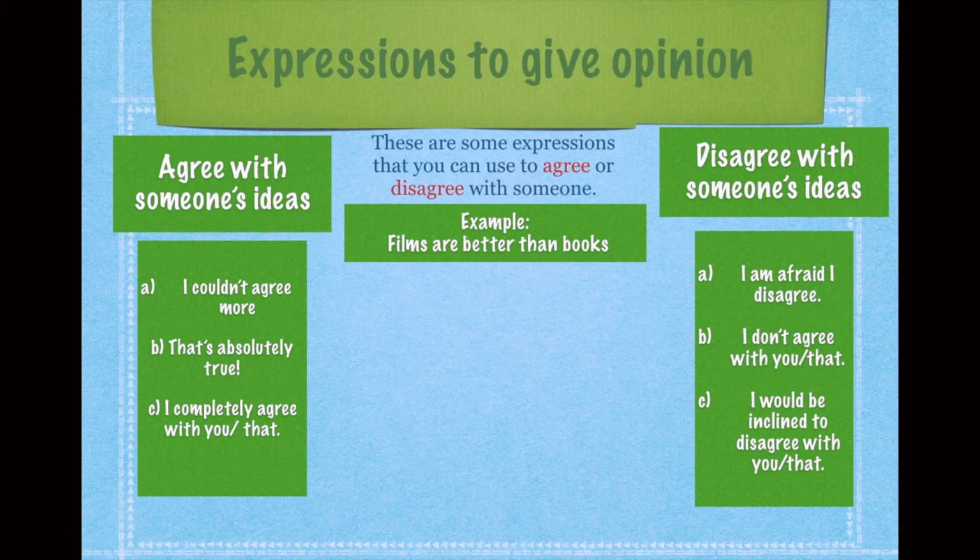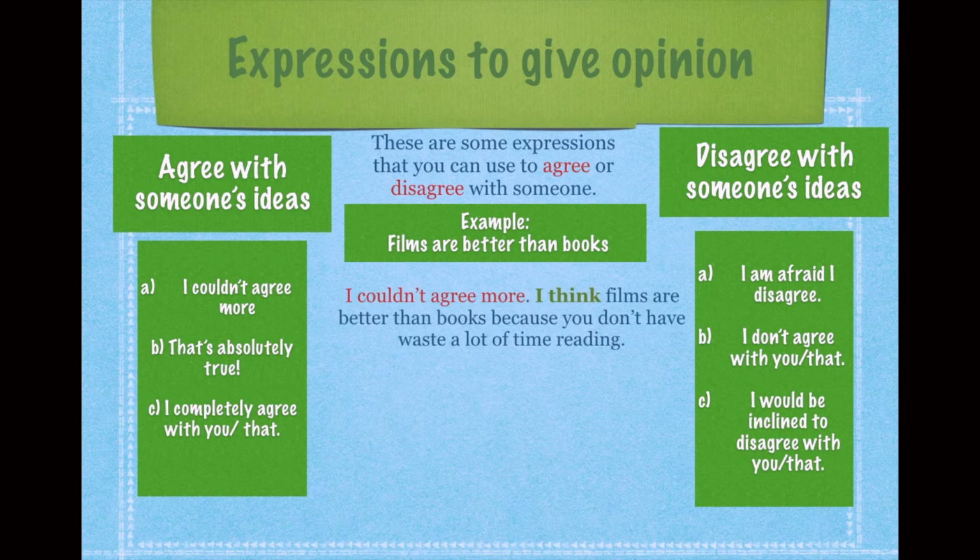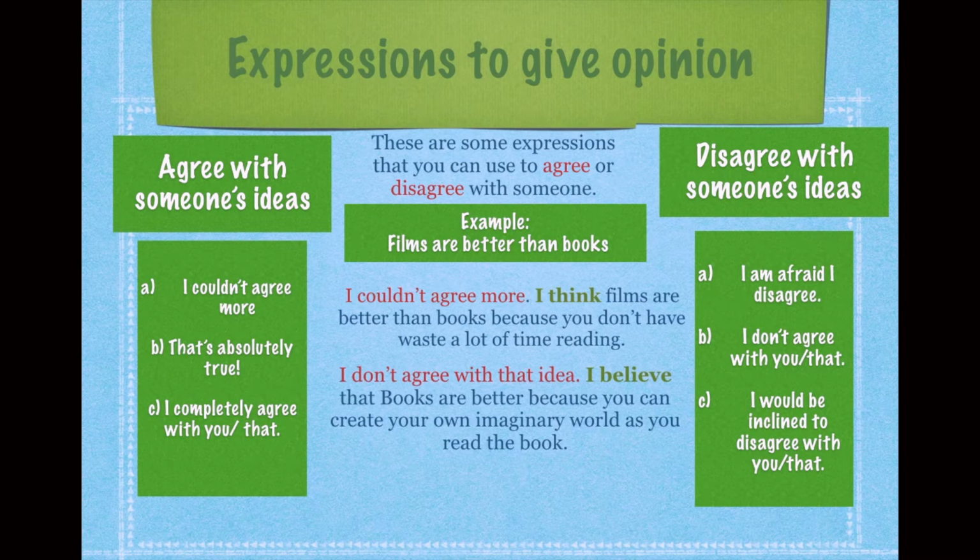So, for example, we have the following idea: films are better than books. And if I agree with this, I would say I couldn't agree more. I think films are better than books because you don't have to waste a lot of time reading. Okay? And if you don't agree with this, you can say, I don't agree with that idea. I believe that books are better because you can create your own imaginary world as you read the book. So you see how we can use these expressions to give our opinion about different things, different statements, different ideas.